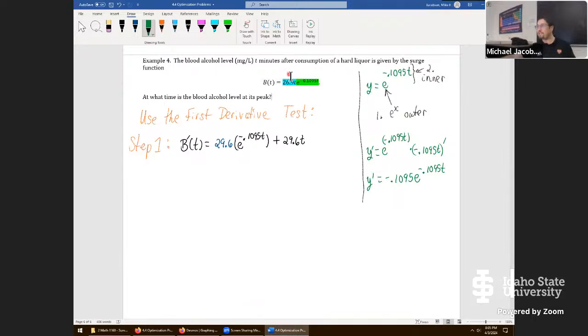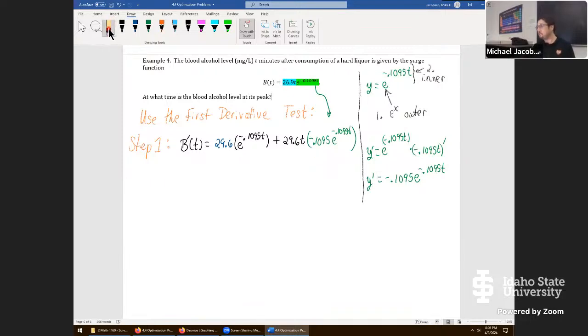Back to the product rule, we differentiated, copied, and we copied this one, and now the derivative of this plugs in as, we'll need parentheses because of the negative coefficient, negative 0.1095 e to the power of negative 0.1095t. So we're just about there. We want to simplify this as much as possible. But any questions at all, folks, to finish out the product rule plus chain rule as well?